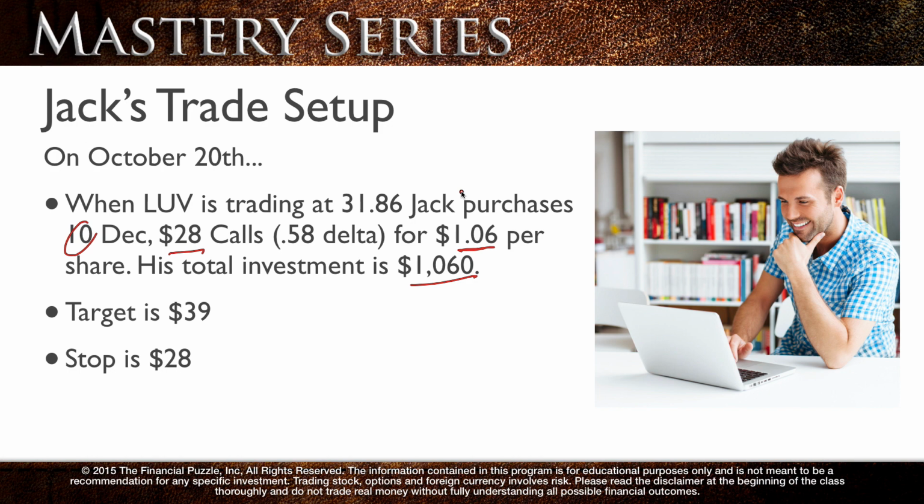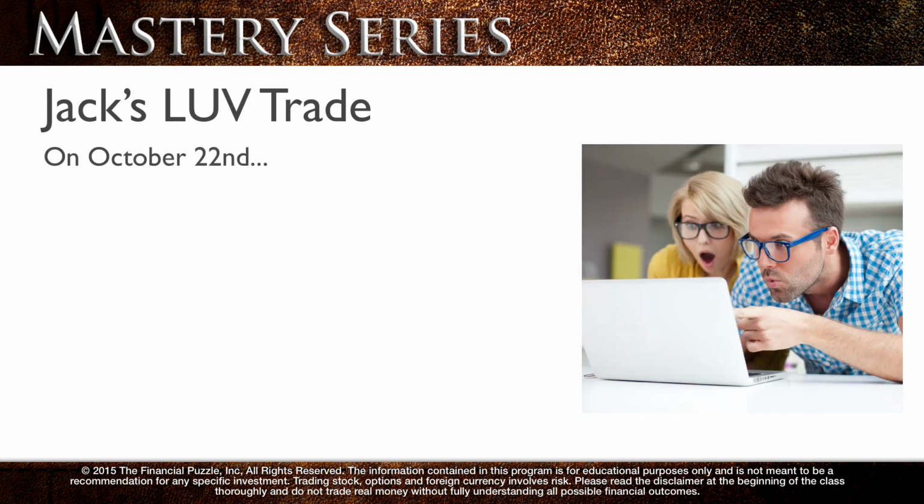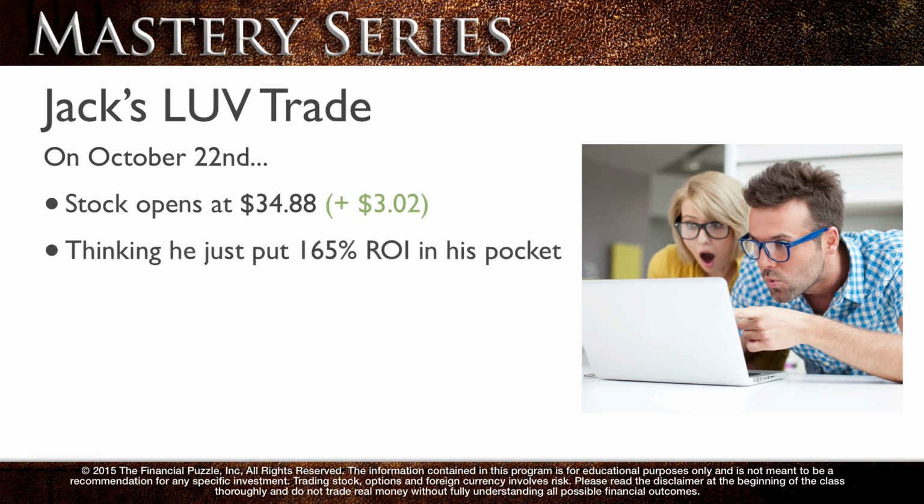Now, Jack had a target of $39. His stop was at $28. Everything is perfect from a risk-reward perspective. Here's where Jack entered the trade. You can see we jumped in at $31.86, and two days later, he woke up in the morning with excitement because now LUV is trading at $34.88. And he says to his precious bride, sweetheart, I think that we just made a bunch of money. In fact, if I do my math right, I think that we're up about 165% ROI.